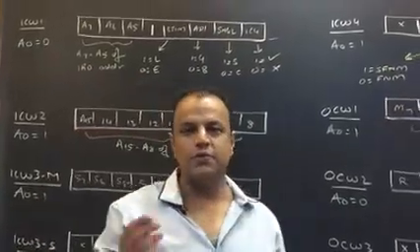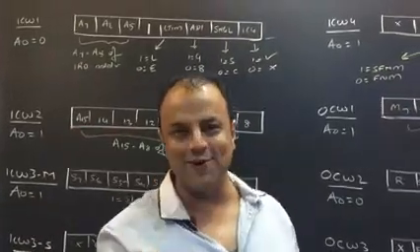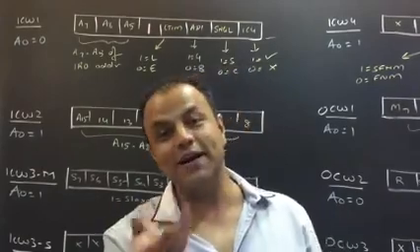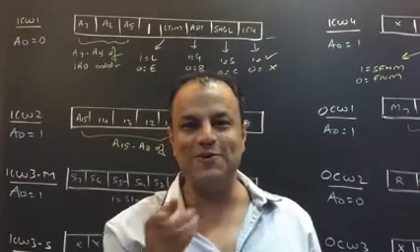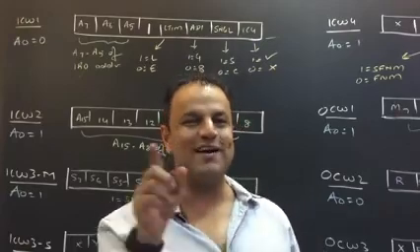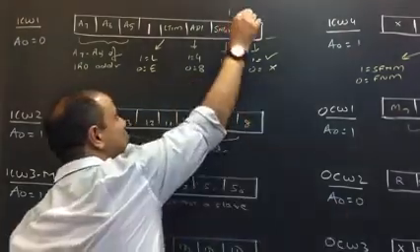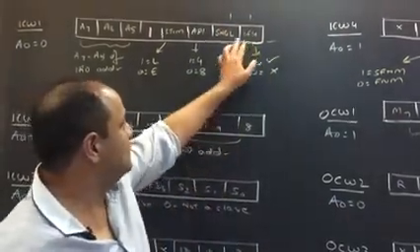SNGL. Single, very nice. Single or cascaded. 1 means single, 0 means cascaded. By this, you are indirectly also telling whether you are going to give ICW 3 or not. ICW 3 is given only for cascaded. So suppose I have kept both these bits 1. Suppose I have said it is single.